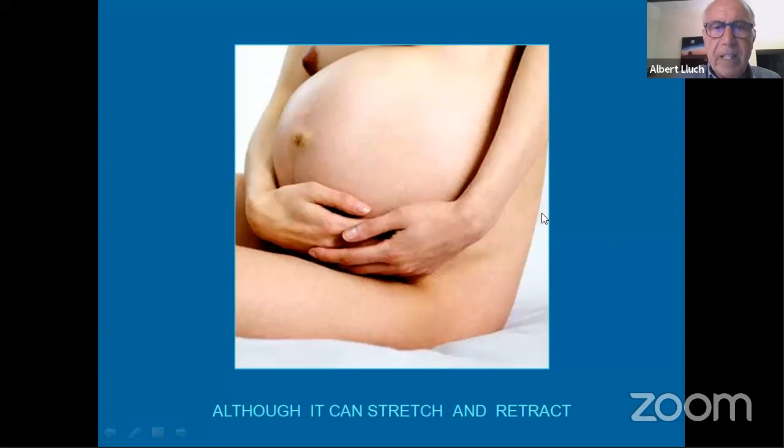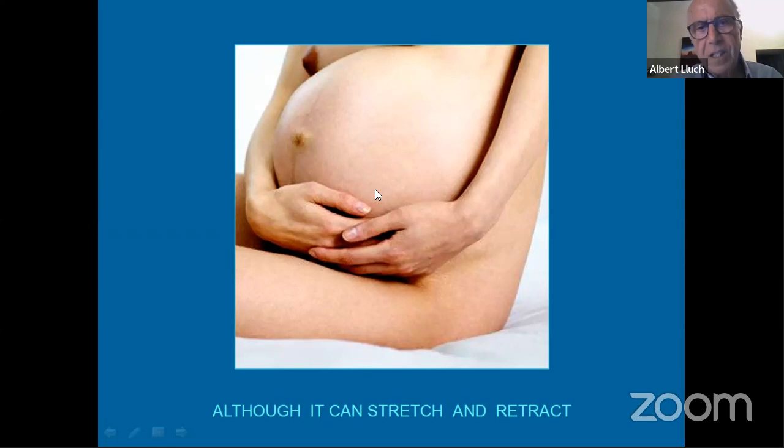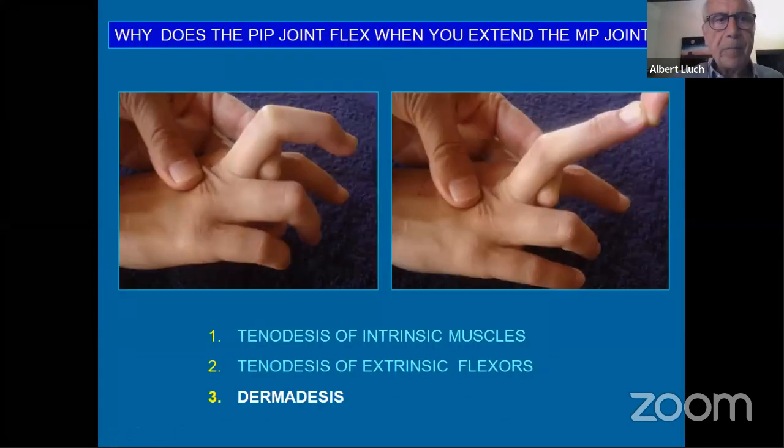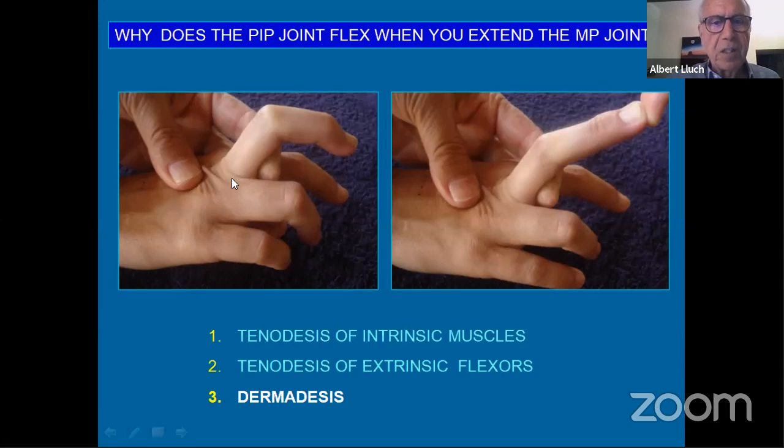What happens is that the skin can retract and stretch. That's what happens. All mothers know that when they get pregnant, the skin stretches and then retracts. And why does the PIP joint flex when you extend the MP joint? Well, it could be one of these three explanations. Tenodesis of intrinsic muscles? No, because when you put the MP joint in extension, you put even more tension on the intrinsic muscles, and this joint will not flex because of the intrinsic muscles.